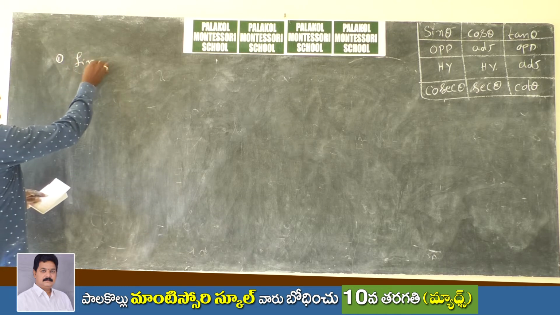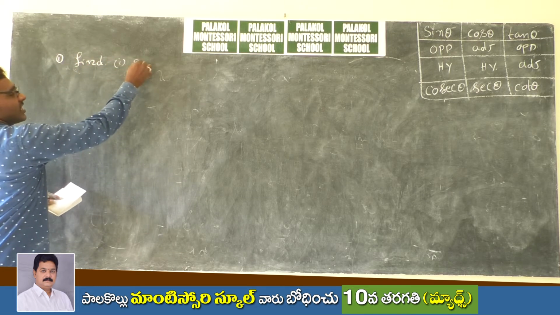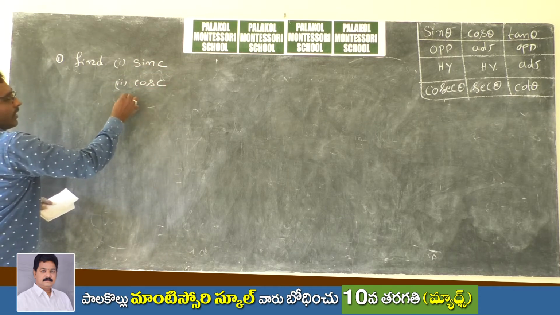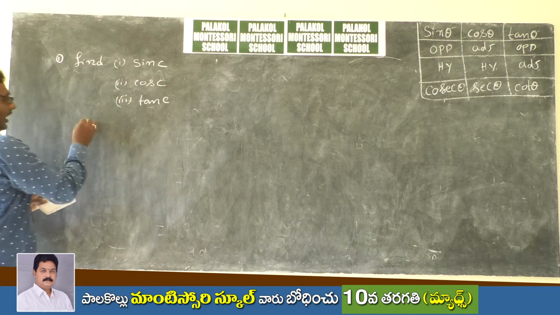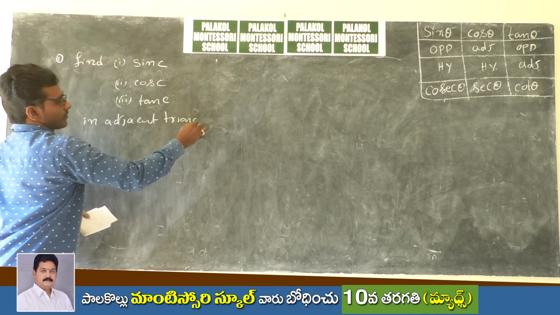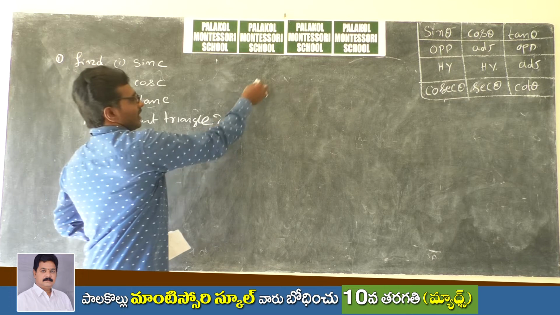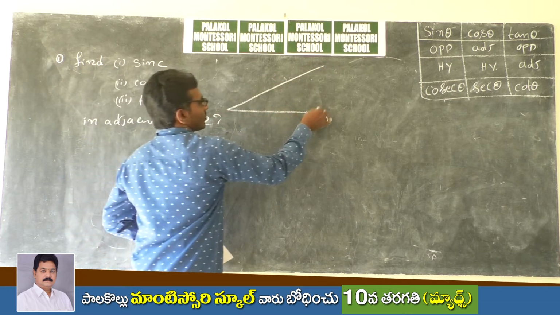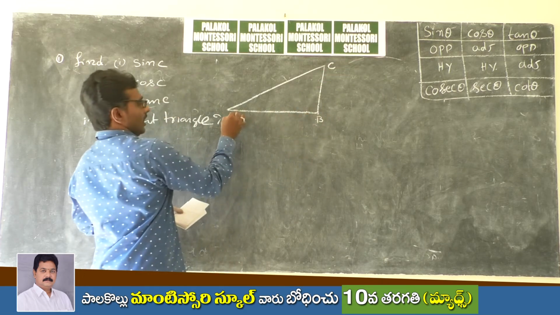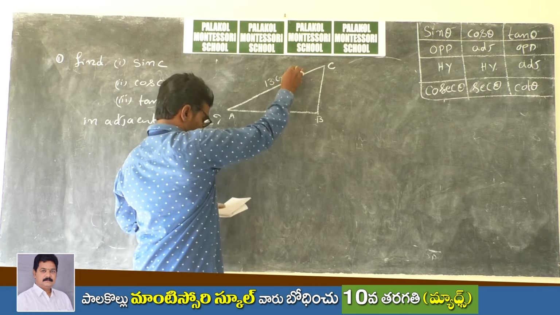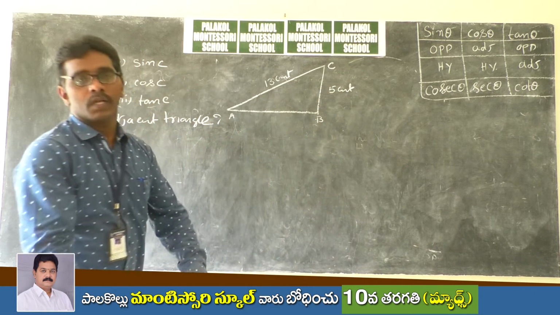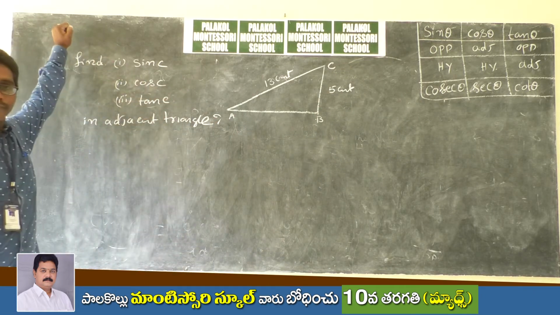Find sin C, cos C, tan C in a triangle. The triangle is named C B A. This side is 13 centimeters given, this is 5 centimeters given. Guys, first study this question.